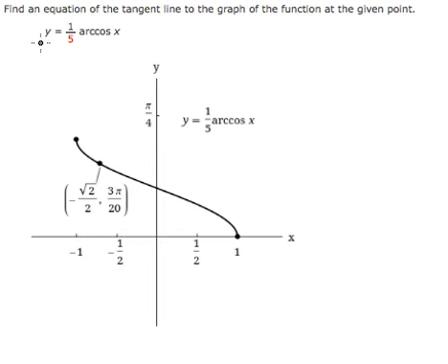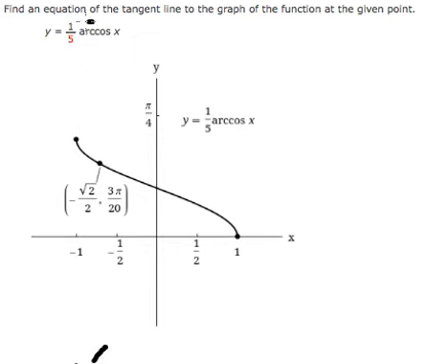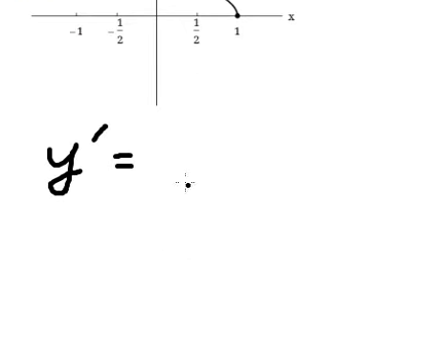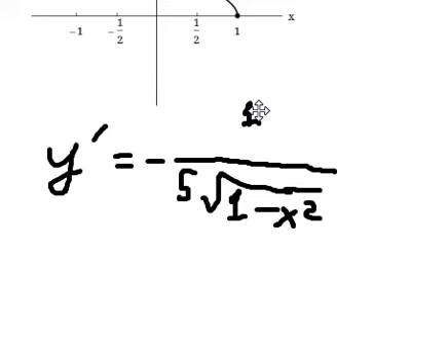First, we need to find the first derivative of the function y. So we do the first derivative of arccos of x. We will have negative, multiplied by 1 over the square root of 1 minus x squared. This is the first derivative of arccos x in here.